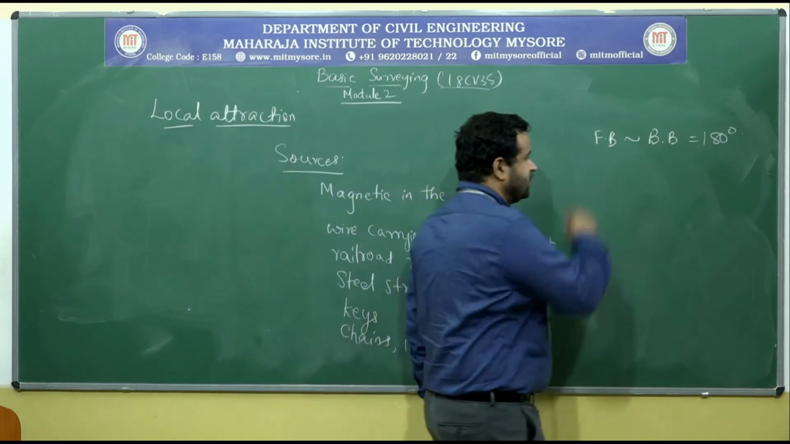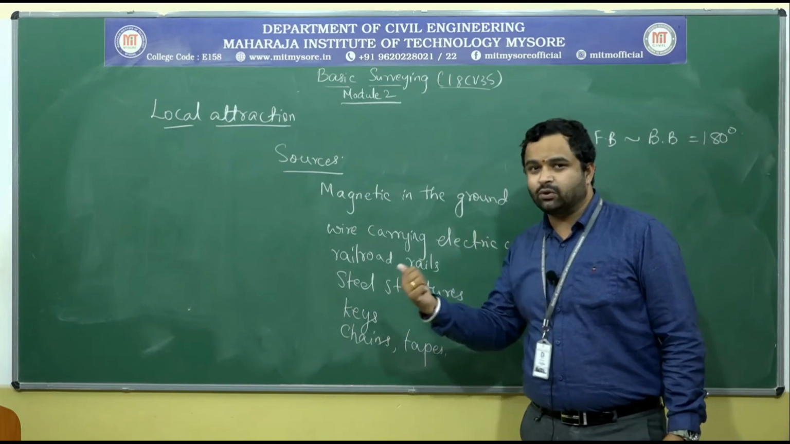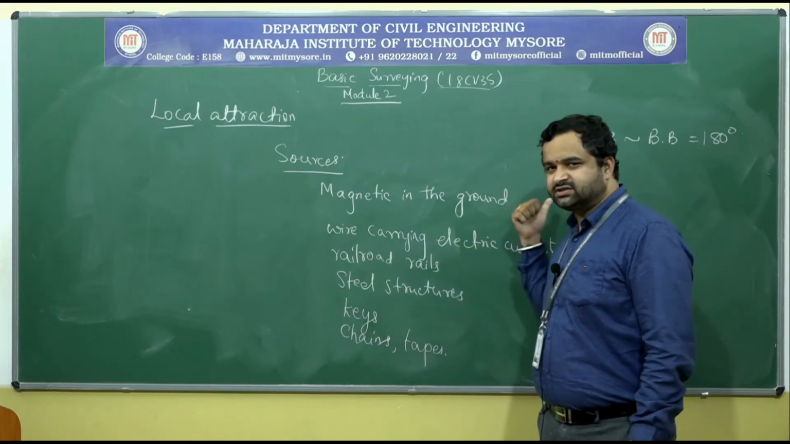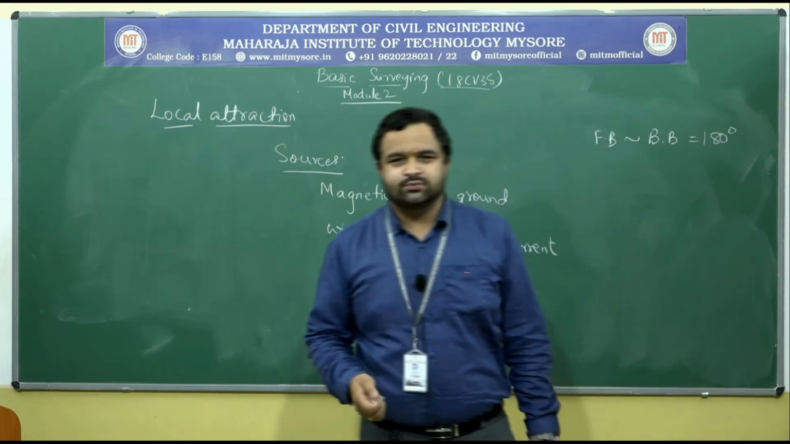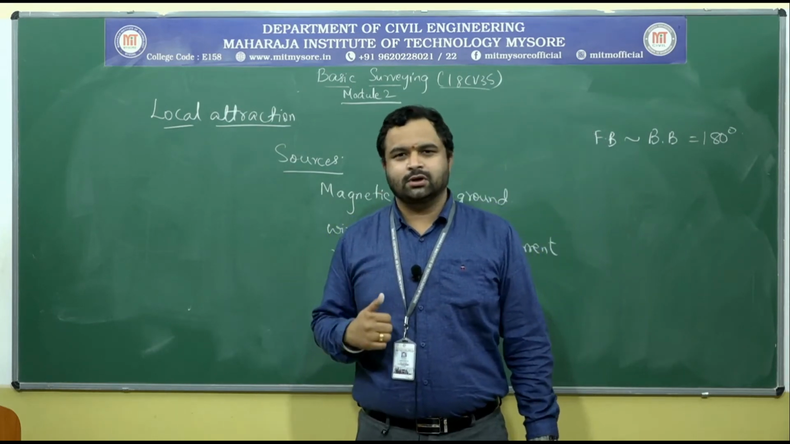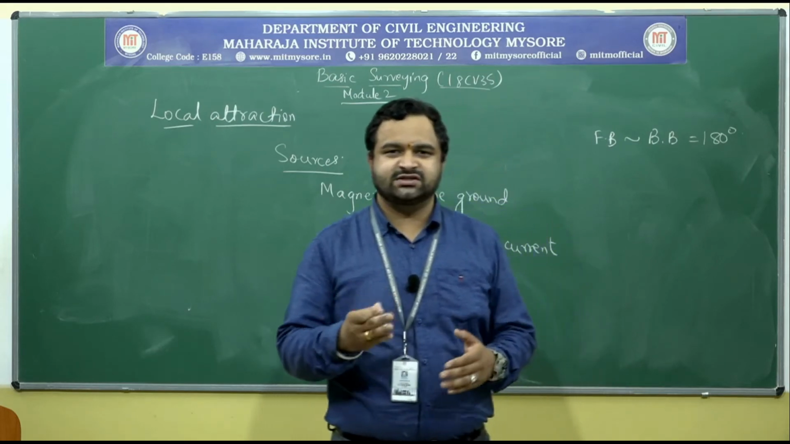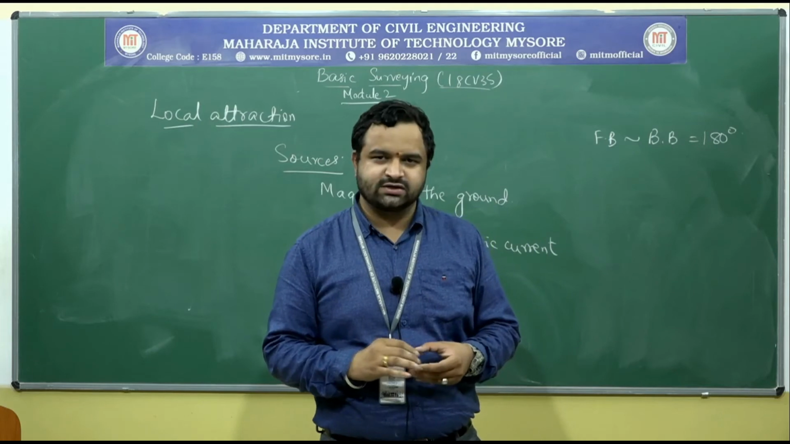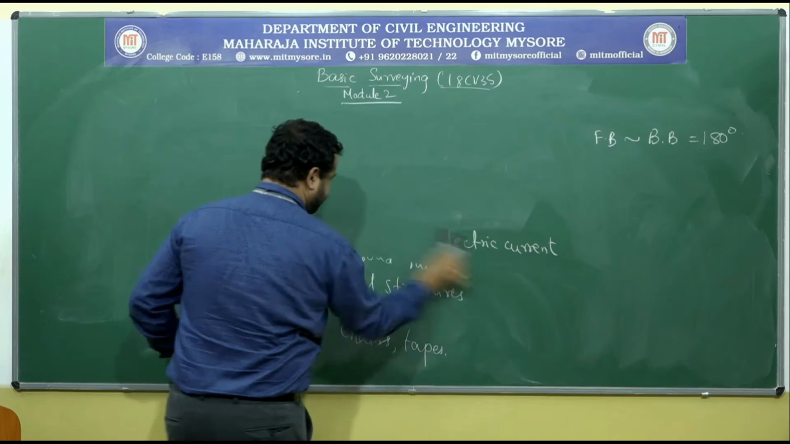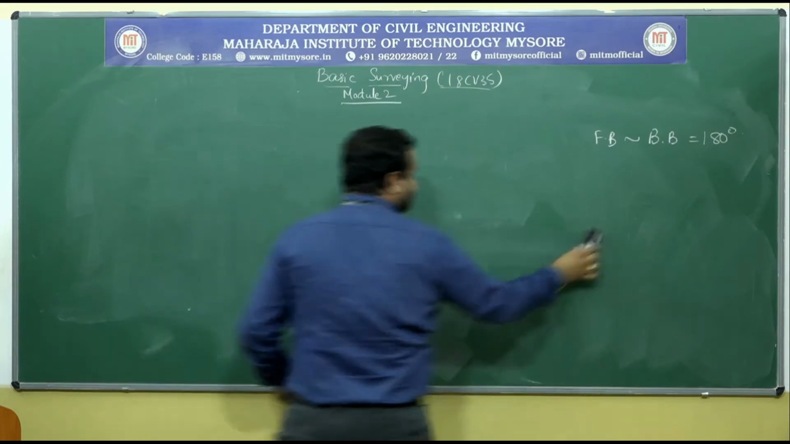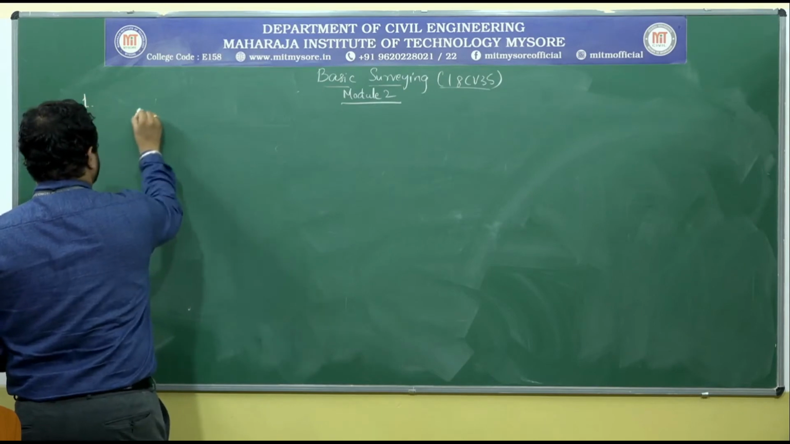What if the difference is not equal to 180 degrees? Then we can say those stations are affected by local attraction. Next, let us move on to numerical problems on local attraction and how to suspect which station is being affected by local attraction. Let me solve the first problem. Problem number 1.